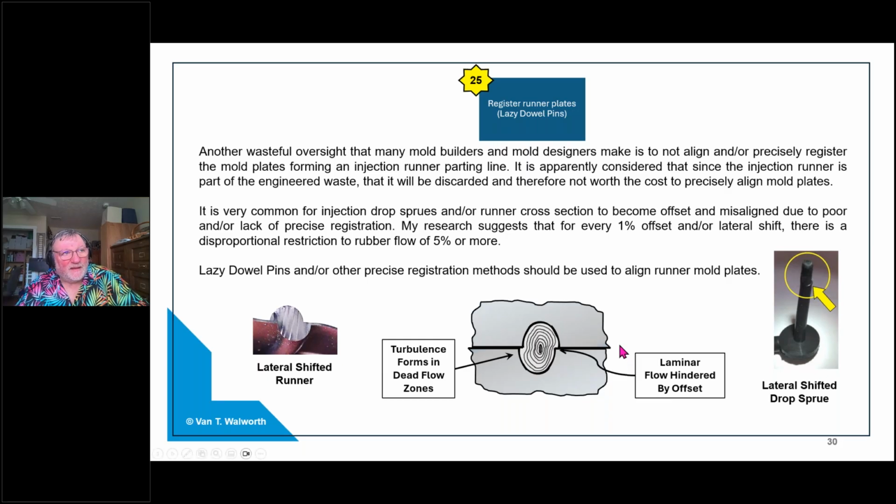Well, it turns out that in many of the tests that I have run where I deliberately offset a runner or a downcomer sprue, I find that for basically every 1% of lateral shift, I get as much as 5% restriction in the flow of the rubber. And so if I'm offset 5 or 10%, I've got a lot of restriction, because as the rubber flows through an offset runner or tries to come down through an offset sprue, the laminar flow is hindered dramatically by the corners, the dead spots that form there.